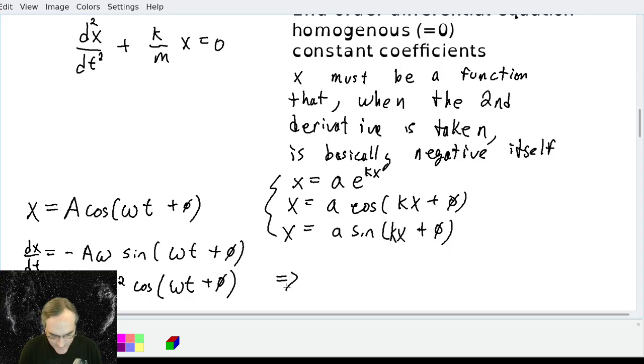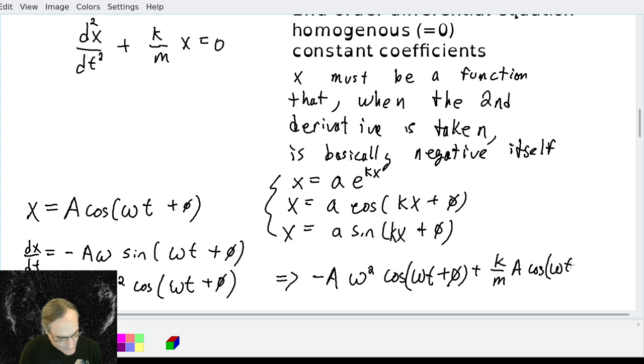If I plug those into the original equation, we have minus A omega squared cosine of omega t plus phase, plus k over m, A cosine of omega t plus phase. Ooh, don't like that plus. Let's clean that up. And that equals 0.